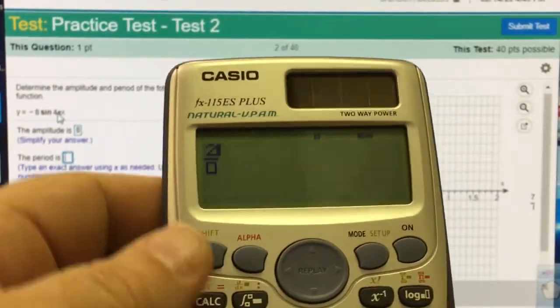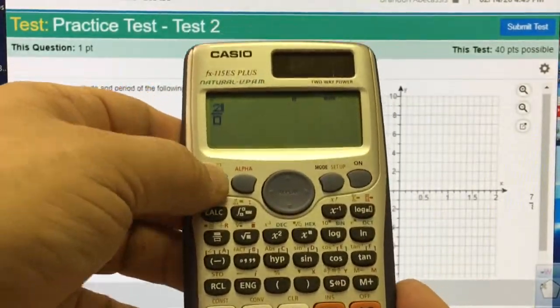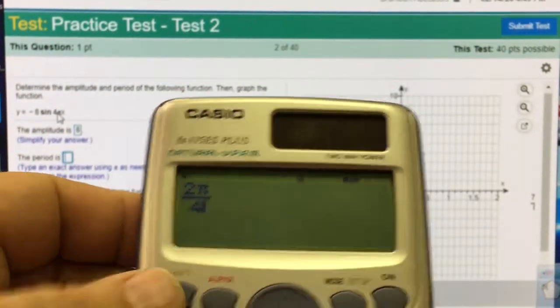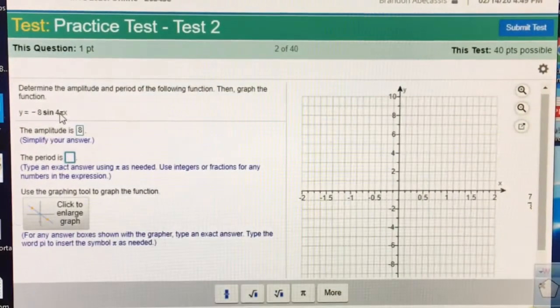And on the top, you're going to type in 2. If you don't remember where the pi button is, you're going to hit shift, and then way down here, times 10, is the pi button. Then I'm going to down arrow and put 4 pi on the bottom. Hit enter, and it simplifies it for me to 1/2. So the period would be 1/2.